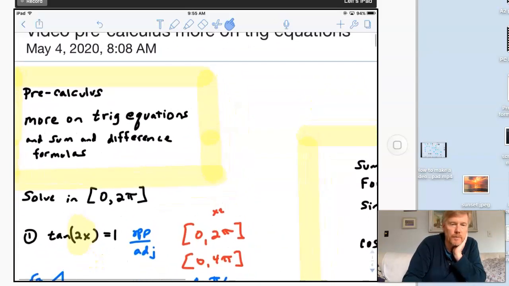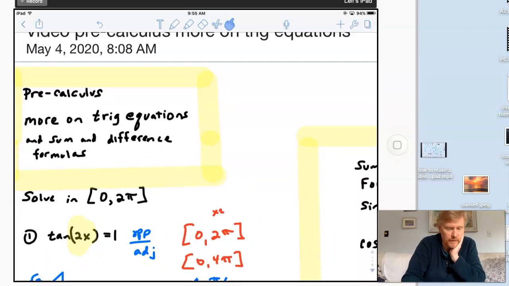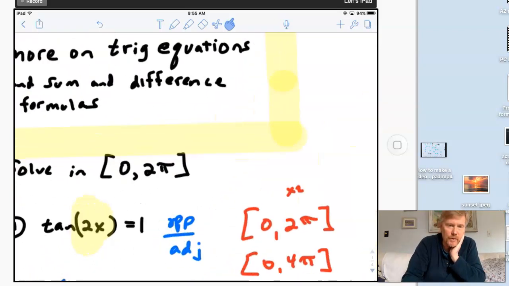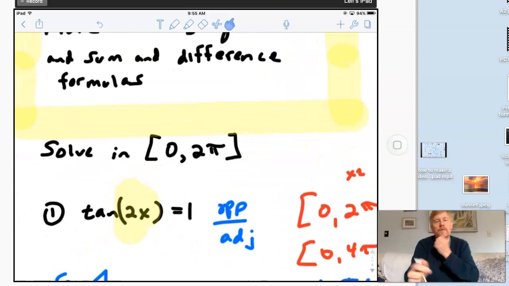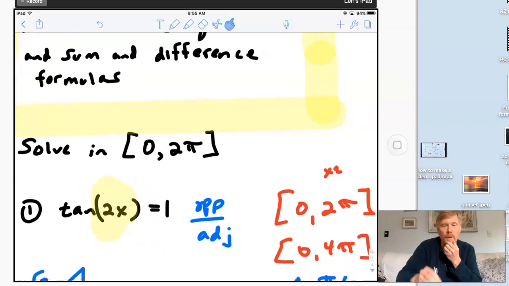Now, for this particular first problem, solve between 0 and 2 pi. What happens with this is because I have the tangent of 2x, instead of going between 0 and 2 pi, I'm going to double that, because of that 2 in front of the x. So I'm going to go between 0 and 4 pi, okay? So I want to find out all the answers that are there. Because of that 2, it changes the parameters for the answer. All right.